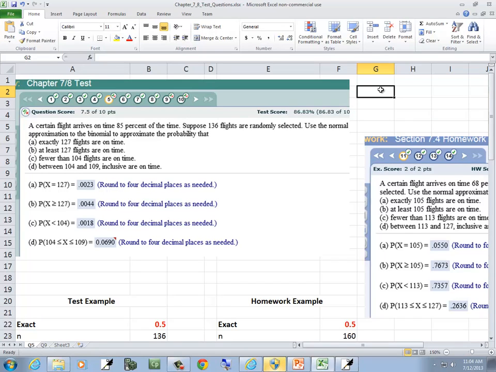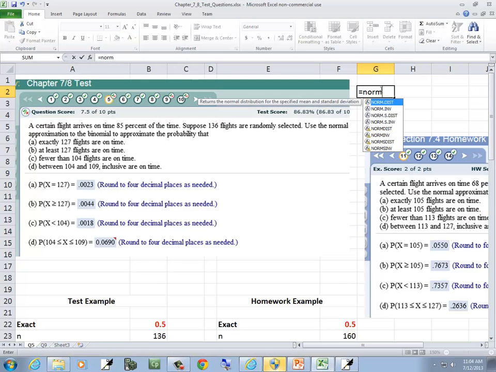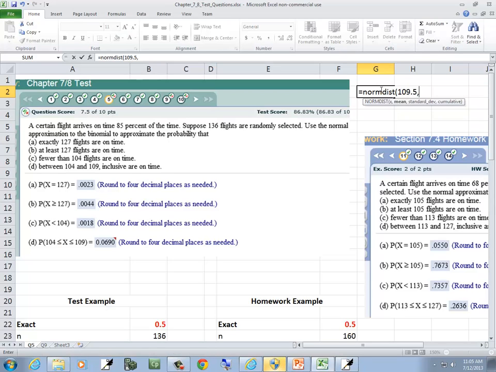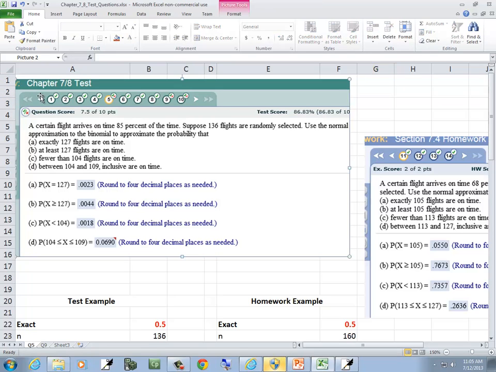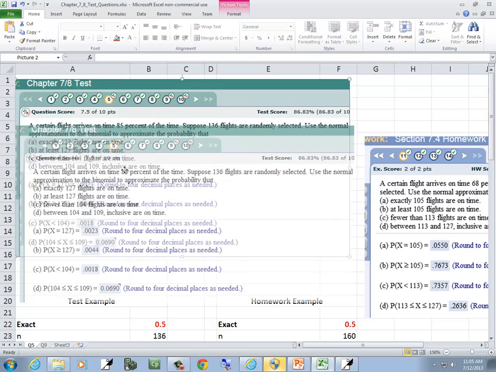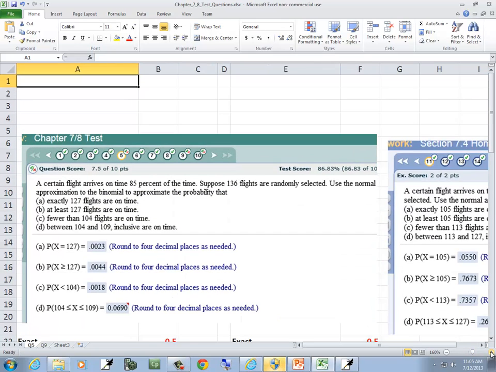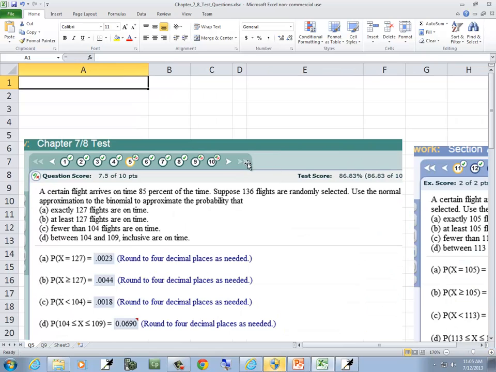And I'll type it in right here. I'm just going to type in exactly what I just put. Norm dist, 109.5, comma. Actually, you may not be able to see it there. Wish I was better at Excel. Yeah, I can just scoot that down. Okay, there we go. I think that's what I wanted.